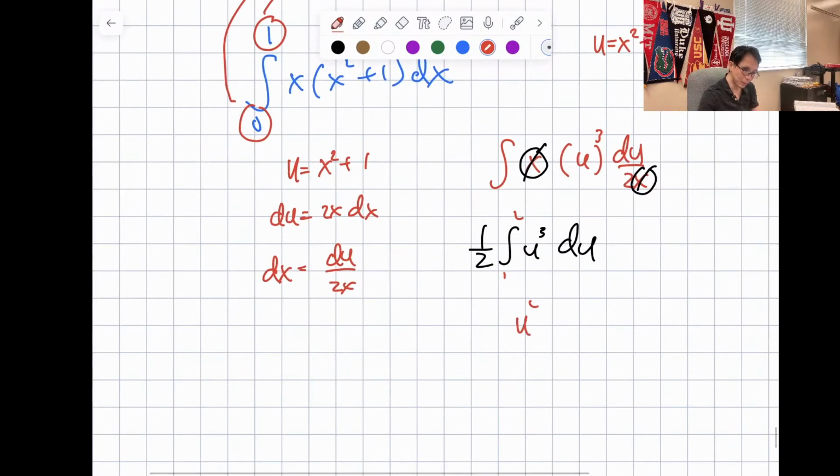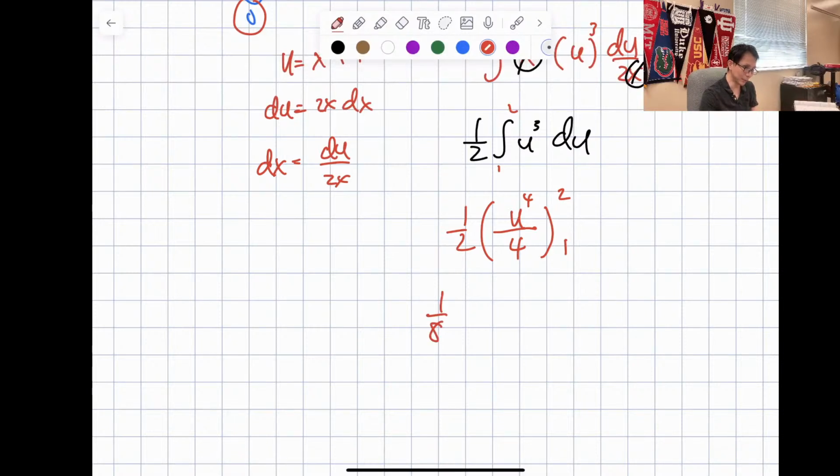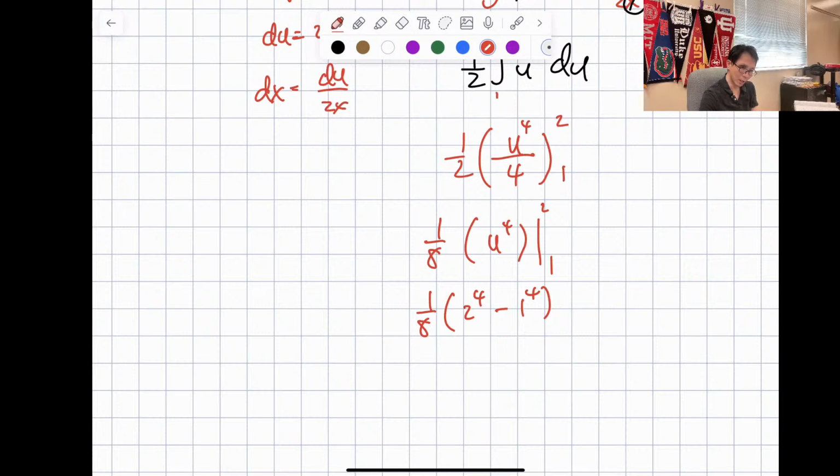And then therefore it's going to be u to the 4 over 4 and the 1/2 in the front, between 1 and 2. Now do not convert back to x. Just do everything in terms of u. You change your boundary to u. You change your function to u. You do not go back to x because you have 1/8 here. And it's going to be u to the 4 between 1 and 2. Plug in: 2 to the 4 minus 1 to the 4, which is 16 minus 1, times 1 over 8. So that's equal to 15 over 8.